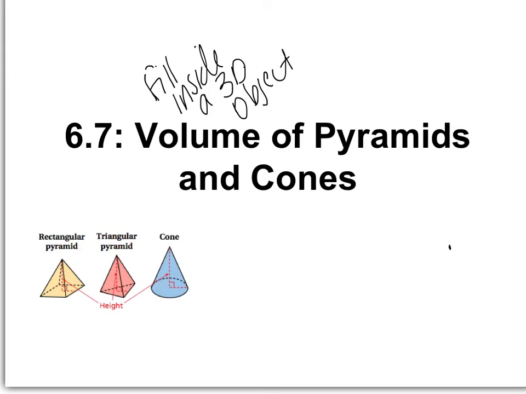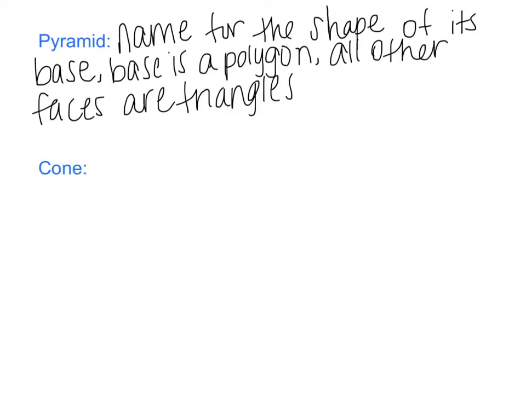Pyramids get their name similar to prisms by their base. So if we look at this first one, this yellow object, we would call this a rectangular pyramid because the base is a rectangle. The second one, this red one, we would call a triangular pyramid because that base is a triangle. And finally, the one that has the circle, we call a cone.